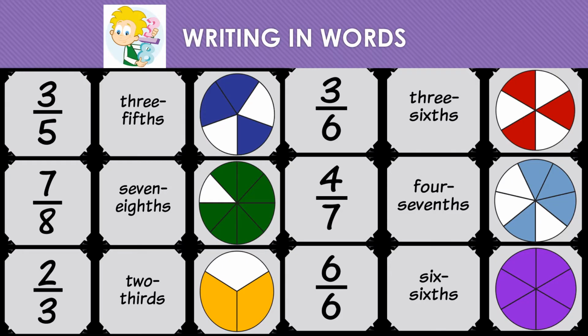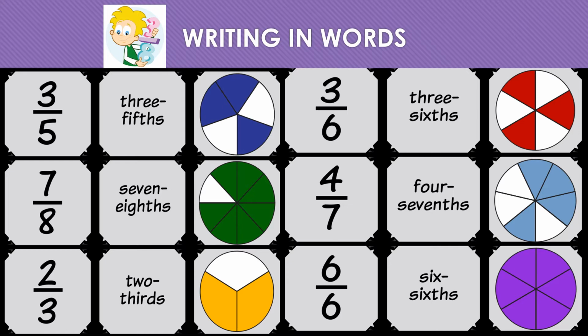Now let's see how to write the fractions in words. 3/5 is the first fraction here. So we simply read it as 3-fifths. The second number or the denominator is represented in the plural form, whereas the numerator is represented as singular. So 7/8 is read as 7-eighths.